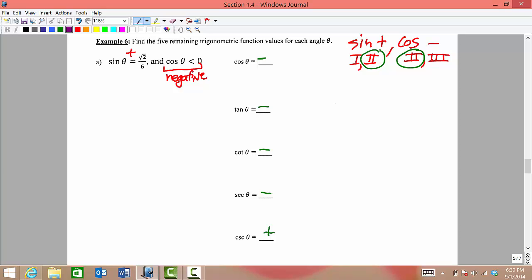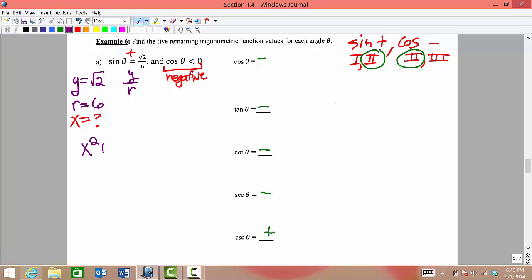numeric values. We know that sine is y over r. So our y value would be square root of 2 for the top of our fraction, that's our y. The bottom value would be 6, that's our r. What we are left to find, so that we can form our trig function values, is x. Let's use our Pythagorean theorem.